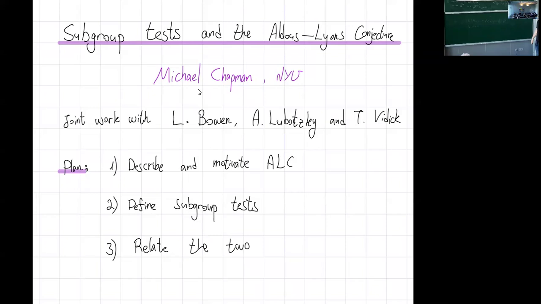So as Francisco said, I'll talk about the Aldous-Lyons conjecture today. And are most people here from quantum information or from math? Maybe quantum information people raise their hands. Okay, and the math. Okay, mostly quantum information.